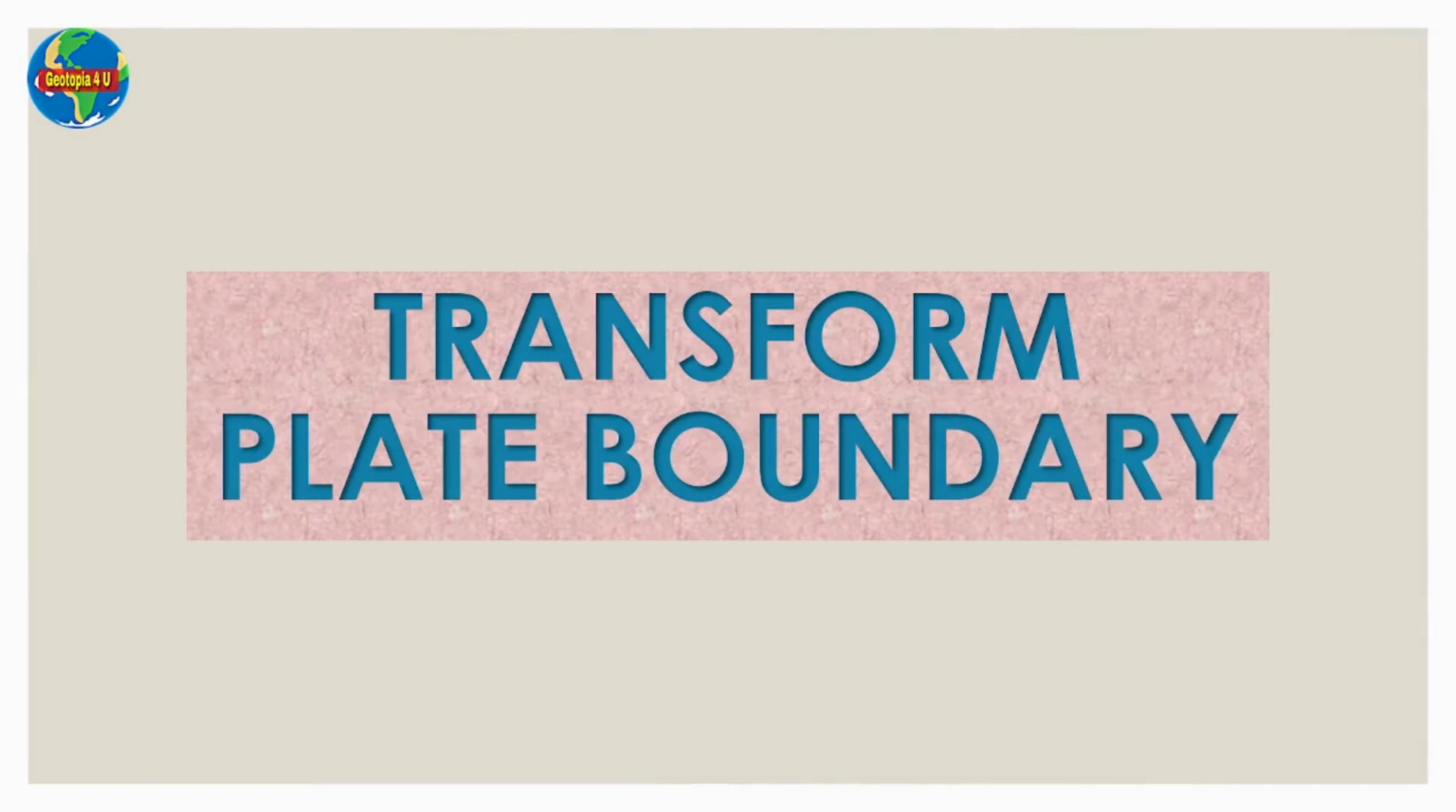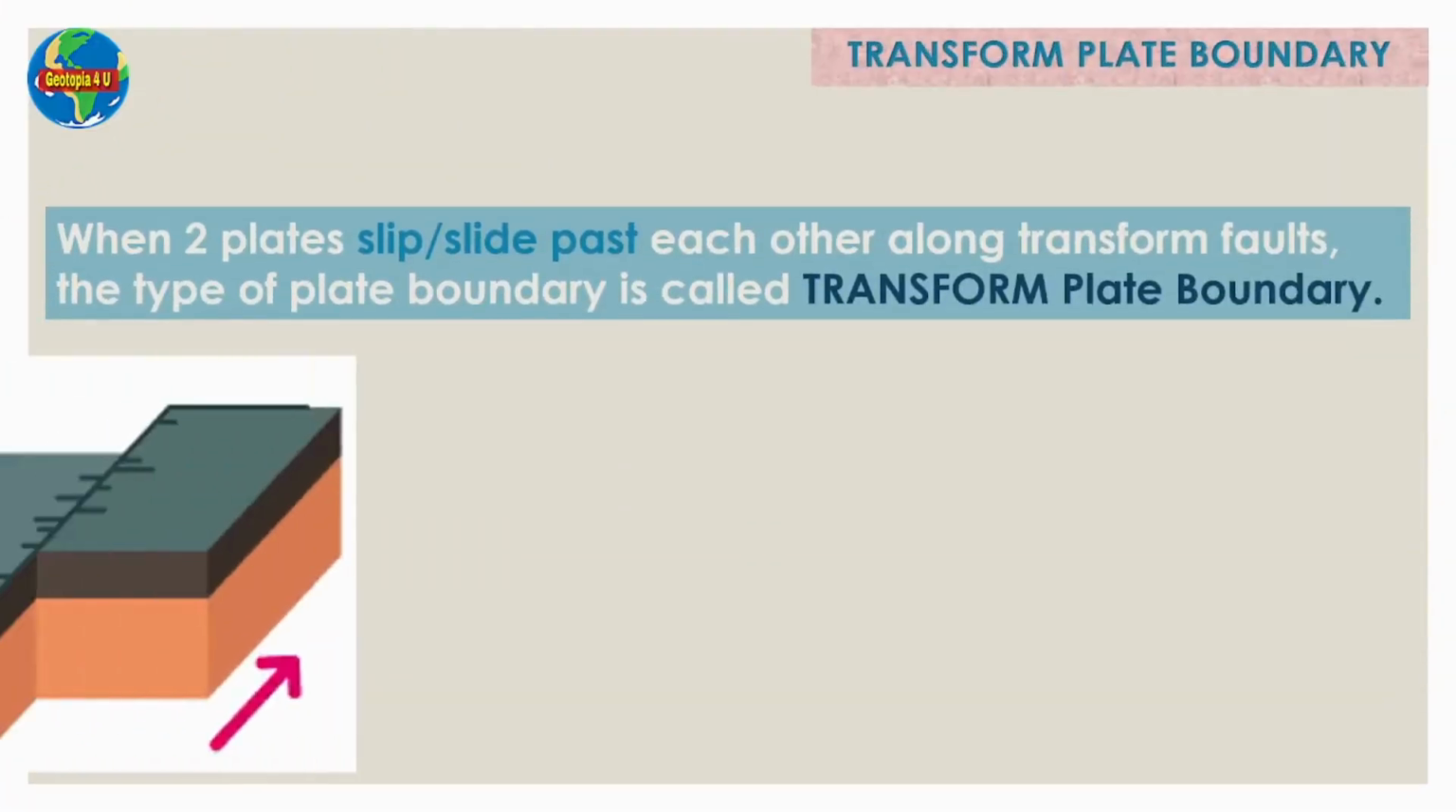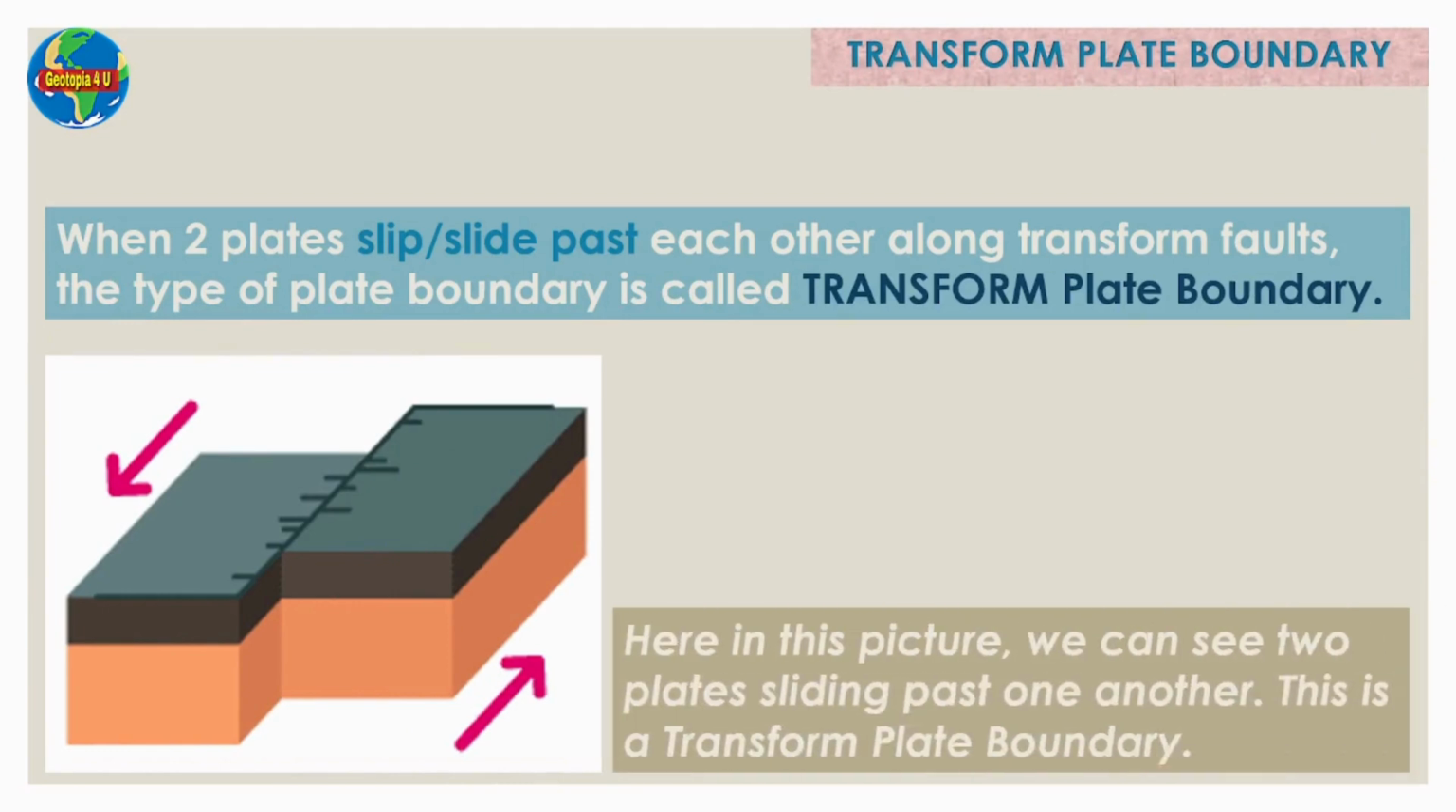Transform plate boundary. When two plates slip or slide past each other along transform faults, the type of plate boundary created is called transform plate boundary. Here in this picture, we can see two plates sliding past one another. This is a transform plate boundary.